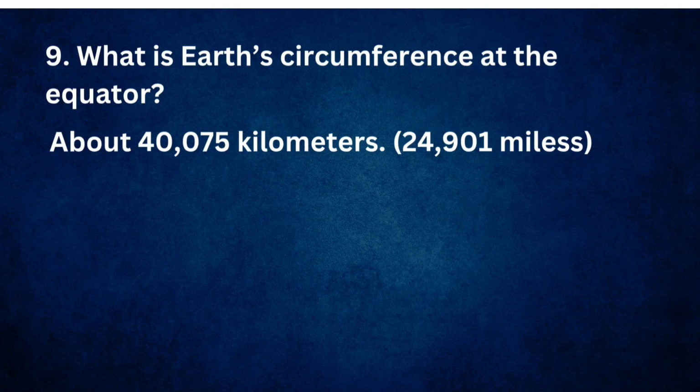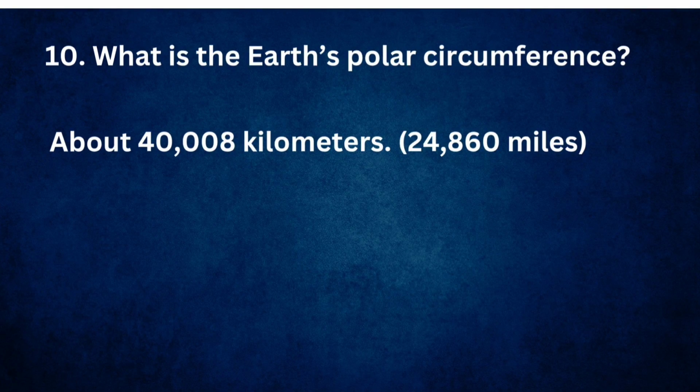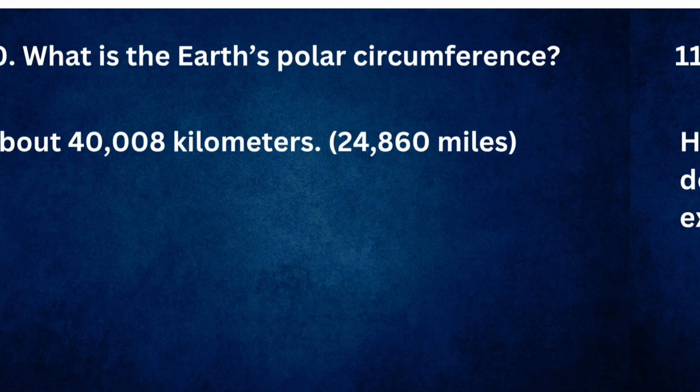What is Earth's circumference at the equator? About 40,075 kilometers or 24,901 miles. What is the Earth's polar circumference? About 40,008 kilometers or 24,860 miles.